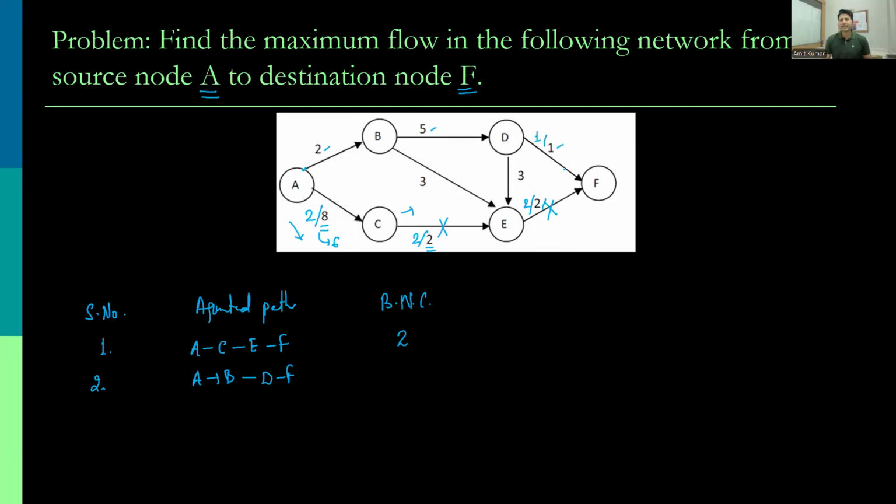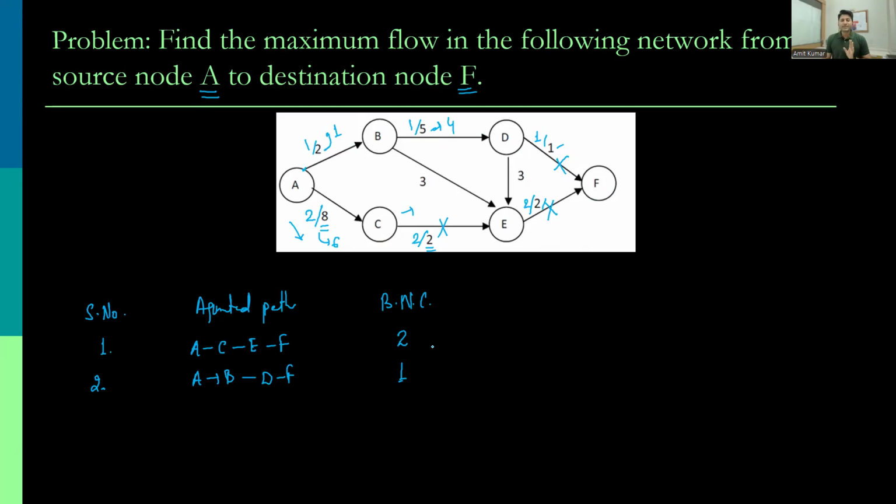So if you take this one, this is closed. If you take this one, residual is 4. If you take this one, residual is 1. The bottleneck for this is only 1 unit. Let us check the other paths. Is there any other path that exists? A to B, B to D, D to E. But from E, we can't arrive at F. Let us try the other, A to B, B to D, D to E. We can't arrive at F.